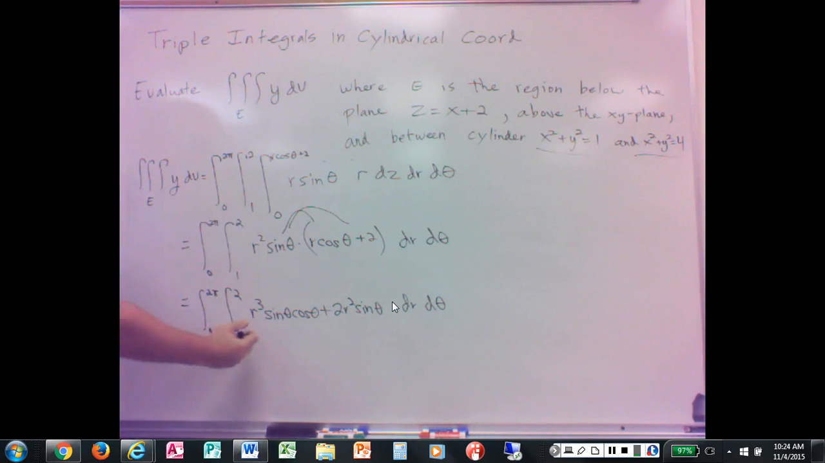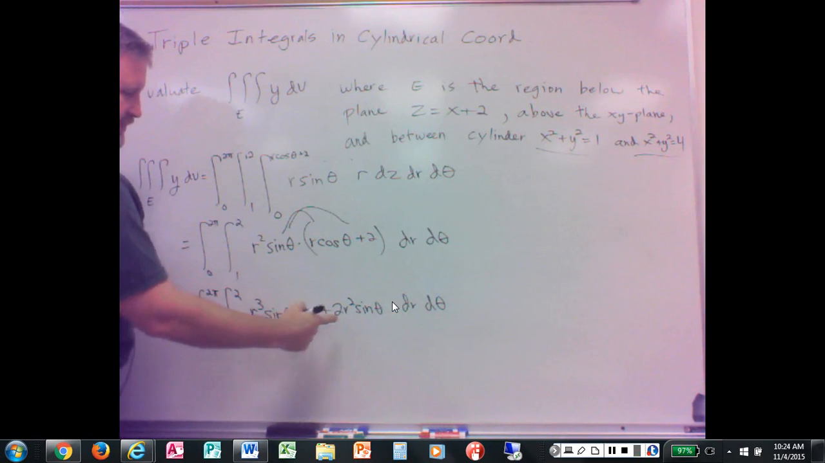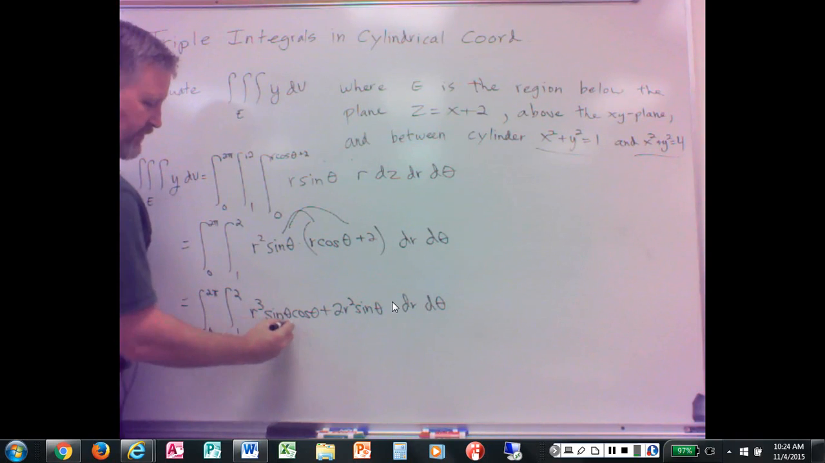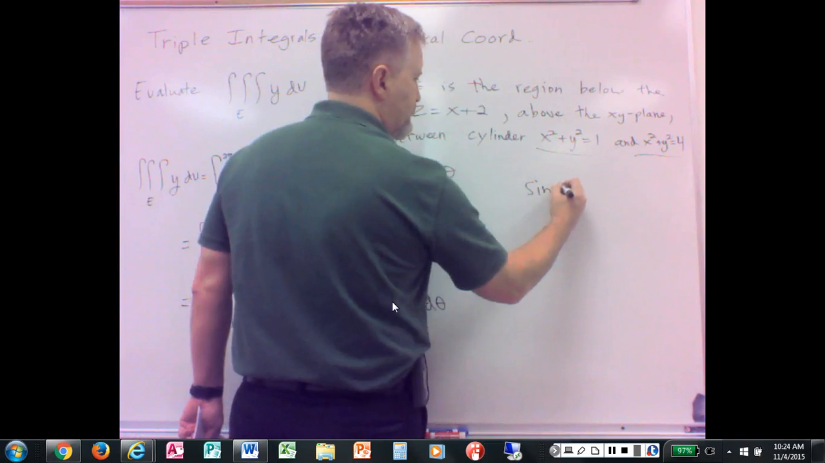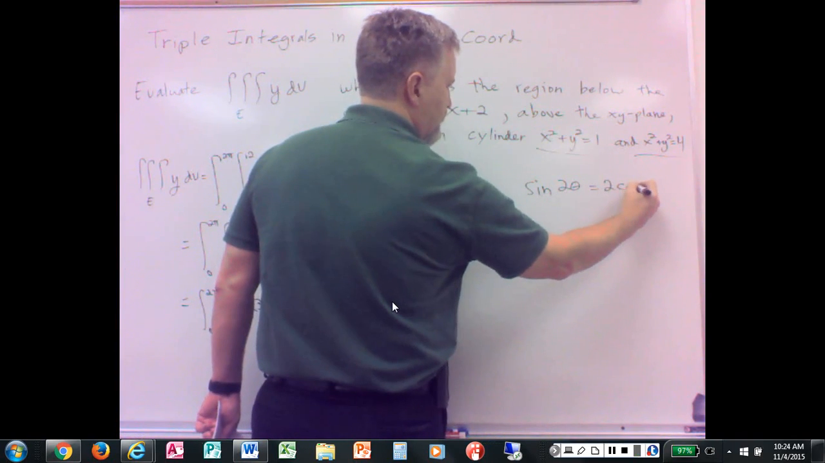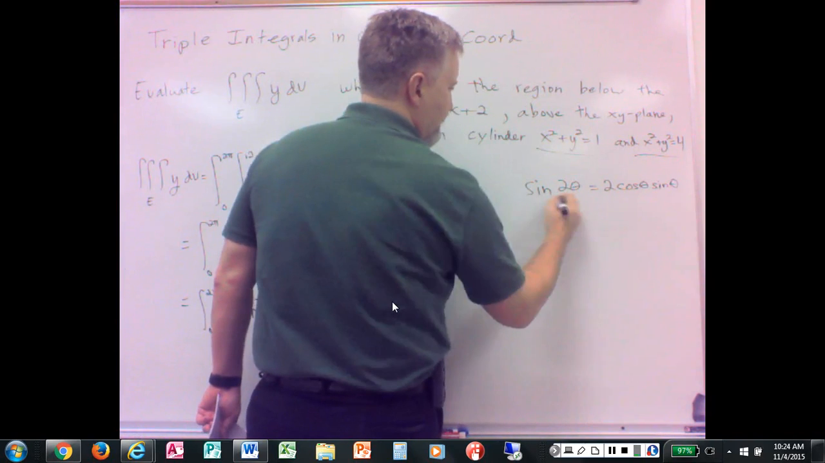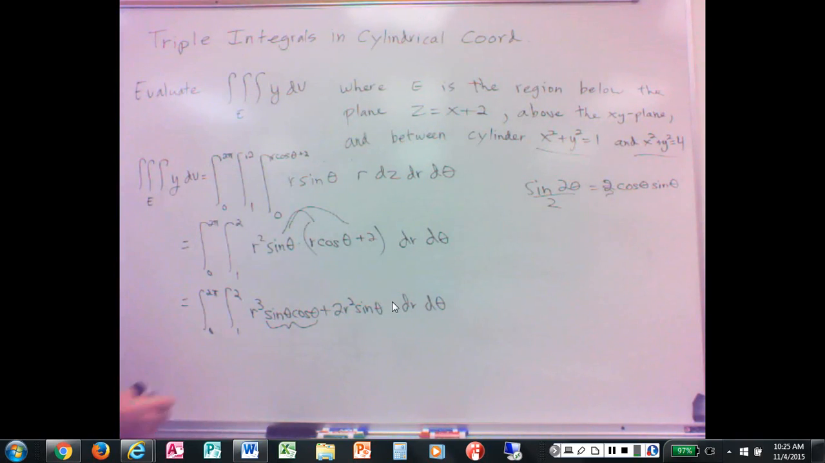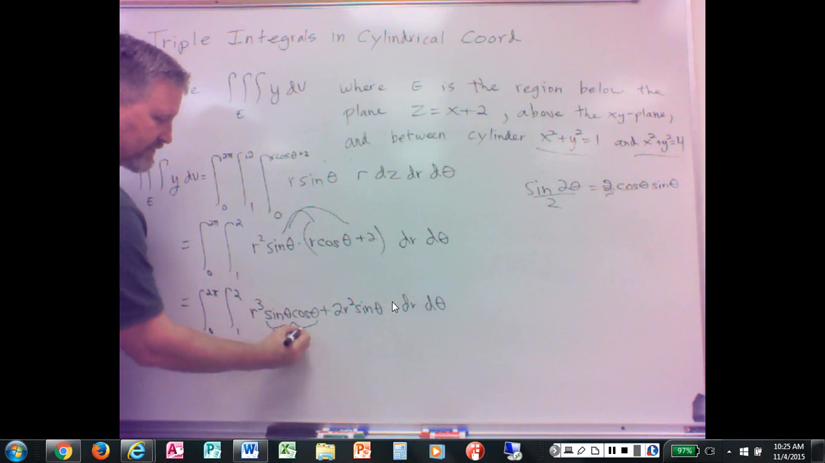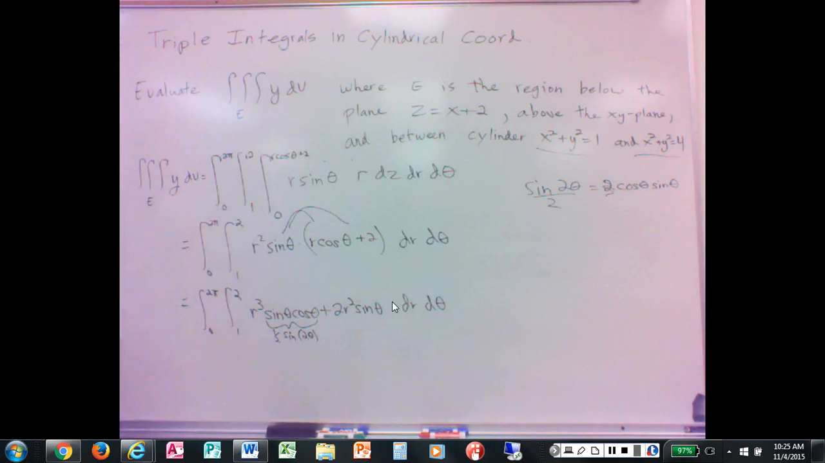And again, with this, I guess there's a couple ways. Eventually, we're going to have to integrate the thetas. So sine of 2 theta equals 2 cosine theta sine theta. And so sine 2 theta over 2 is equal to cosine theta sine theta. So this is a half of the double angle sine 2 theta, and that'll be an easier way to integrate it. We don't have to do that right now, because we're doing r next. I was just pointing that out.